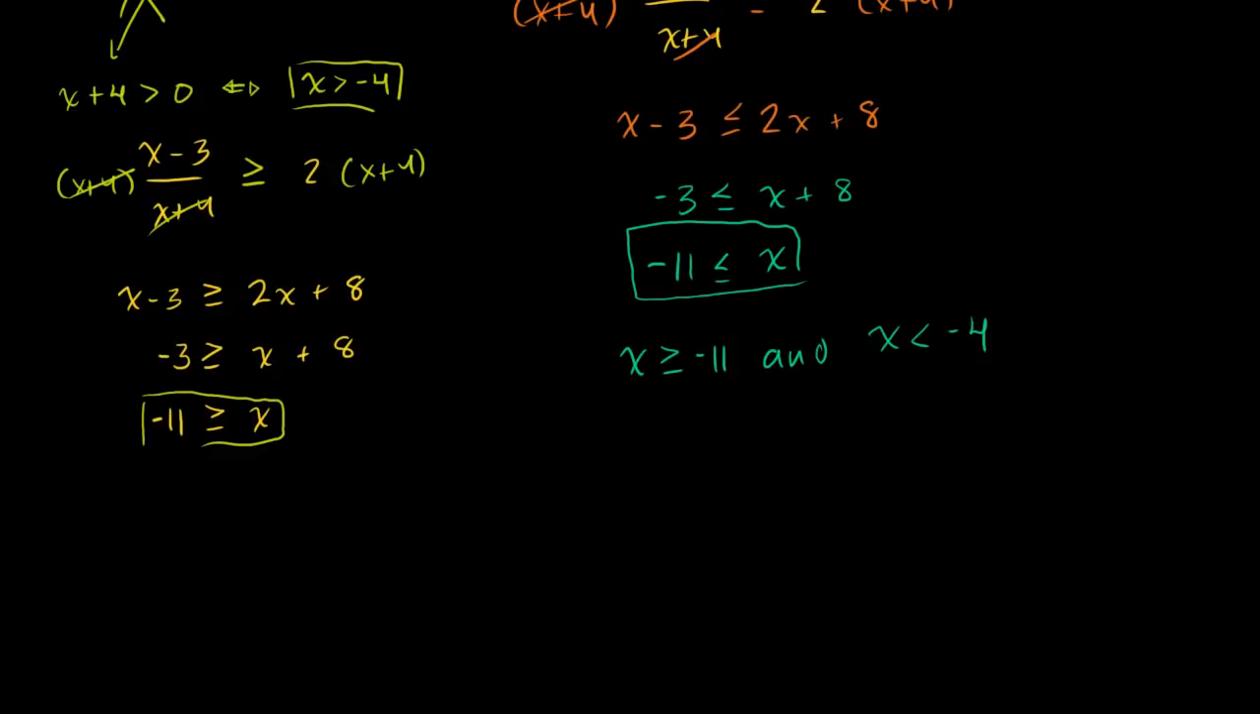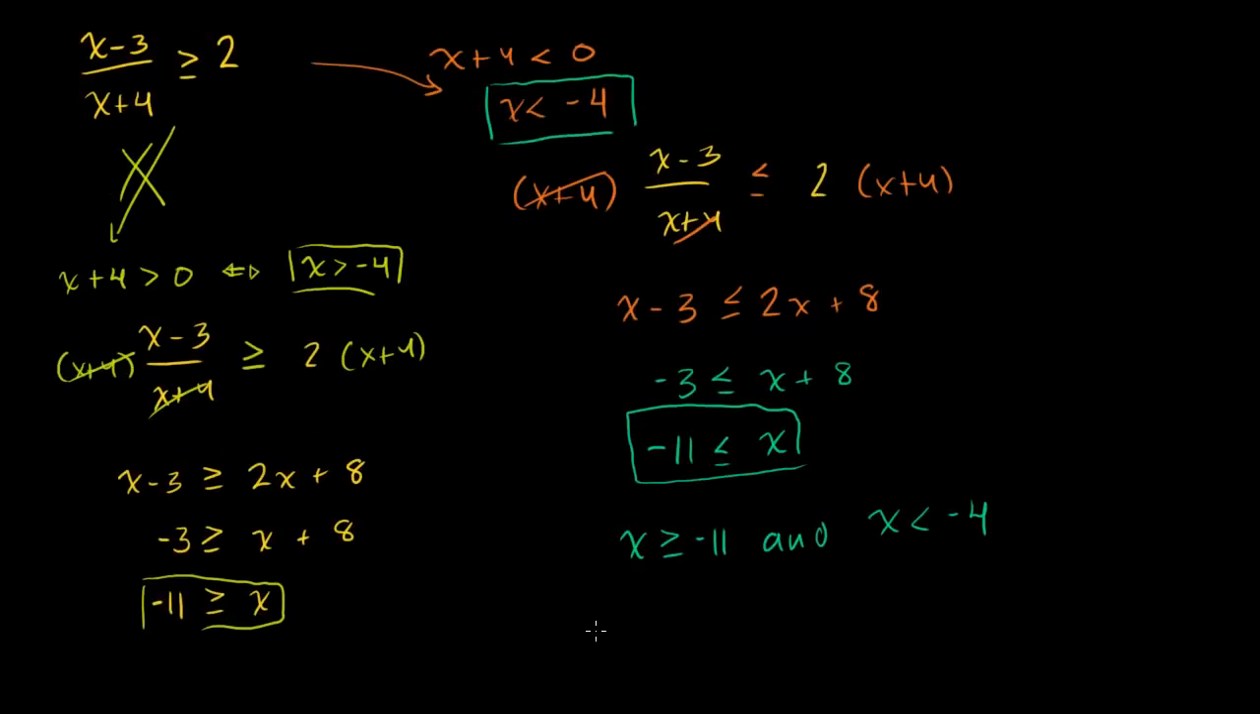Let's draw our solution to this problem. Let me keep the problem there. And if I draw a number line, I want to switch colors. So we have minus 11. We can be greater than or equal to minus 11. So this is minus 11. And then we have minus 4 over here. Maybe 0 is sitting over there.